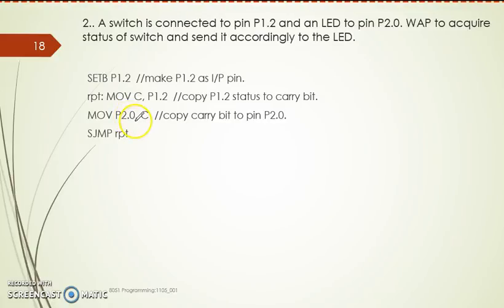So since the anode of the LED is connected to P2.0, if the pin P1.2 is high, it is stored in C. C value will be stored over here. Therefore, the LED will glow. If P1.2 is 0, then 0 will be stored in C. That will be copied to P2.0. Therefore, the LED will be off. And this process keeps on repeating.